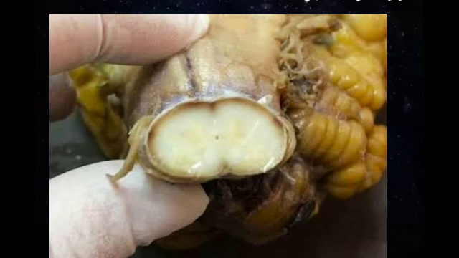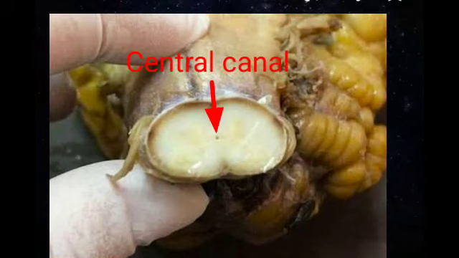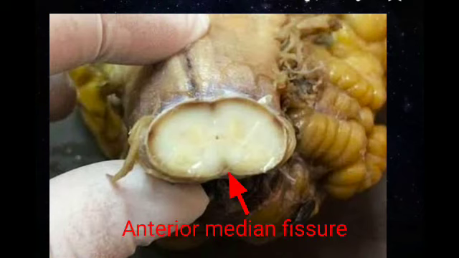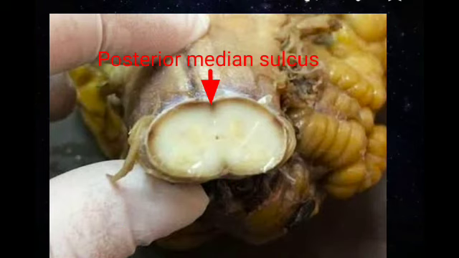Next, let us demonstrate the cross section or transverse section of the spinal cord so that you can see the internal features. We have seen that the gray matter is roughly H-shaped, in the inner aspect, and the H-shaped gray matter is surrounded by white matter. Again you have the anterior gray horn, posterior gray horn, then the central canal. Other parts to identify are the anterior median fissure in the anterior aspect and the posterior median sulcus in the posterior aspect. So these are the parts to be identified in the transverse section.